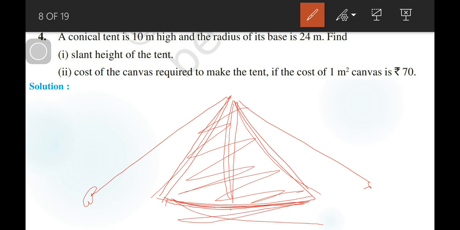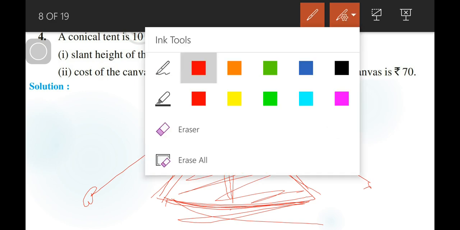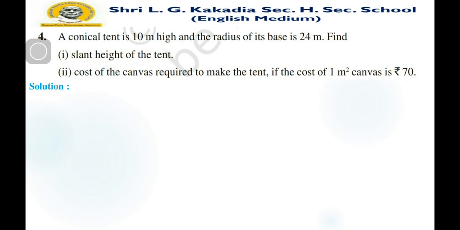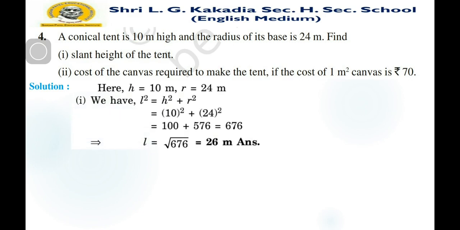So we have to find the curved surface area of this right circular cone, and after that we find the cost of this canvas. Solution: here given h is equal to 10 meter, r is equal to 24 meter.